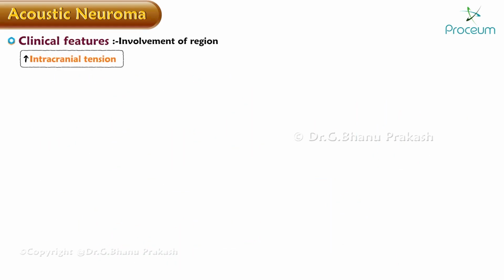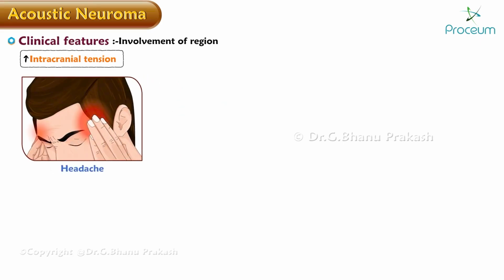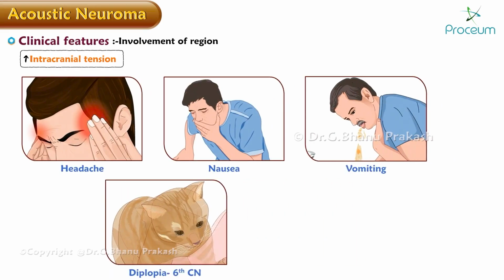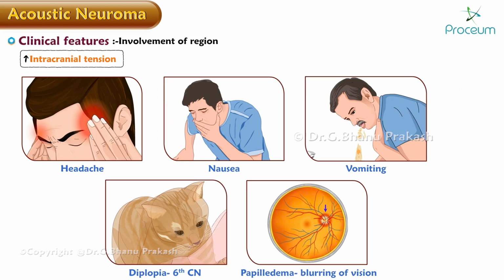Raised intracranial tension. This is also a late feature. There is headache, nausea, vomiting, diplopia due to sixth nerve involvement, and papilloedema with blurring of vision.